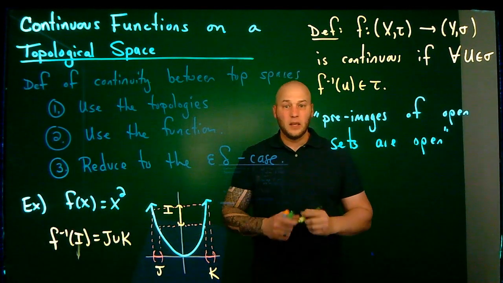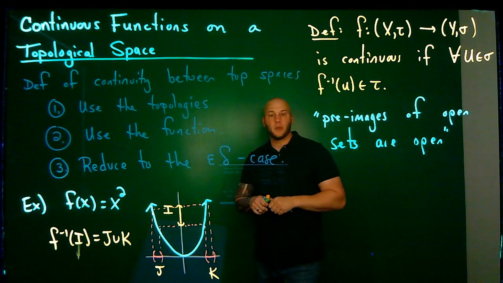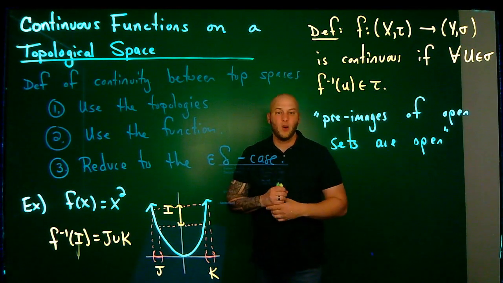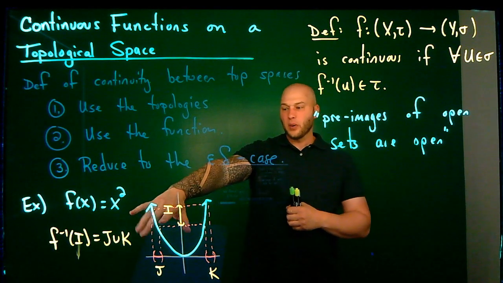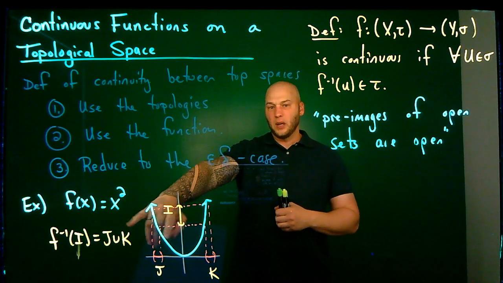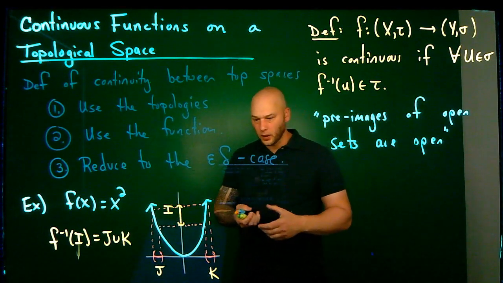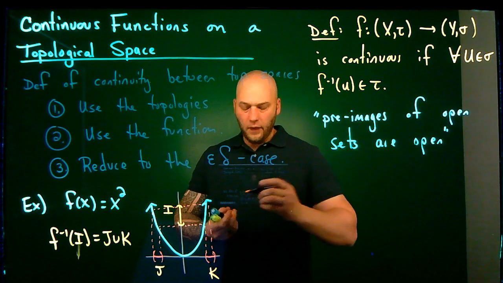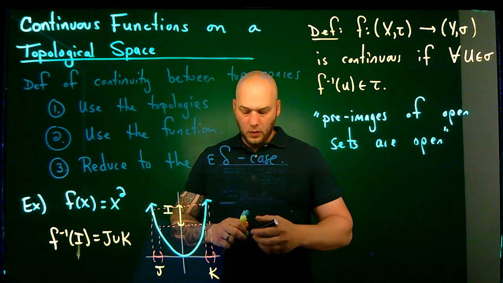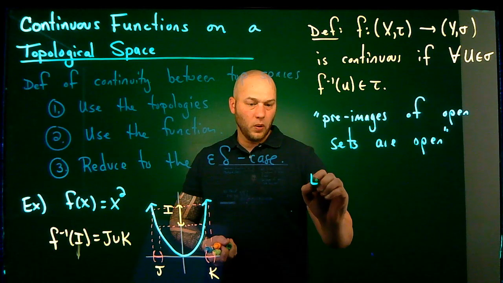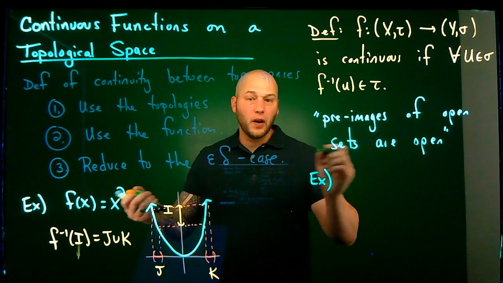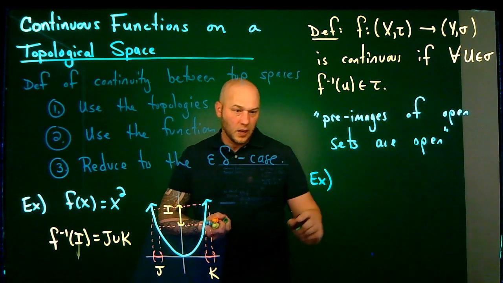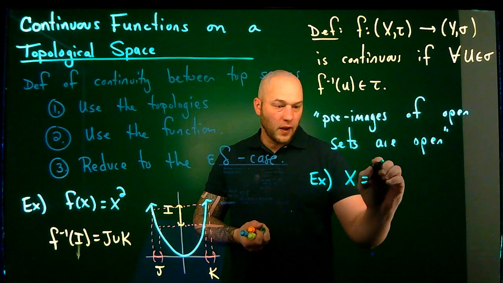And this is what it means to be continuous between topological spaces. Simply that pre-images of open sets are open. And we can see that pretty simply with this example here with f of x equals x squared. Okay. But let's take a look at an example of some more general, fairly simple topological spaces. Let's say X is the following set.